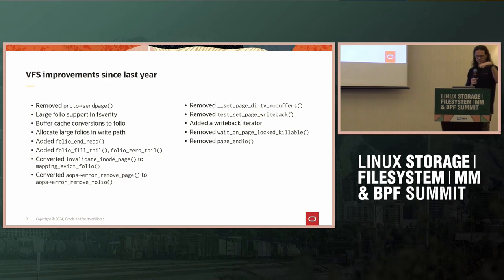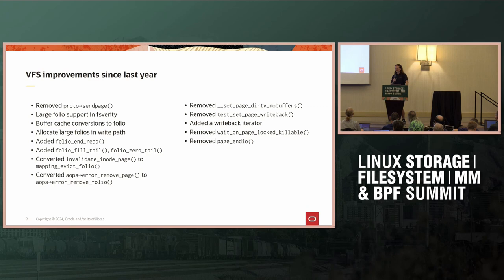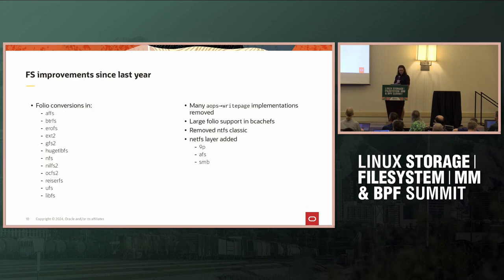Just more conversions, removal of old functions we don't need anymore. Writeback's getting exciting. Between Christoph Hellwig and I, we've now turned writeback into an iterator instead of this callback function that calls a function that calls you back. It's now just an iterator, so we're getting some of our Spectre performance back. More old functions we don't really call anymore have been removed.